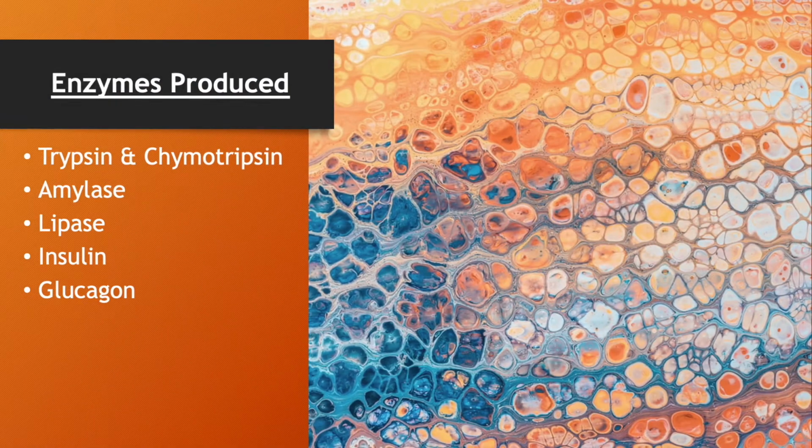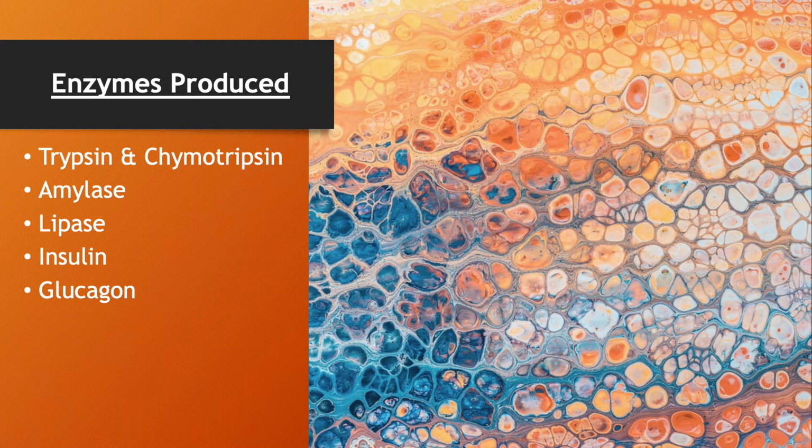Now, the pancreas is a gland within the abdominal cavity, and it mainly functions to produce enzymes that aid in digestion. So here are some of the enzymes produced, starting with trypsin and chymotrypsin. These are what help break down proteins in our small intestine. Amylase, on the other hand, is what helps digest carbohydrates, furthermore breaking them down to simple sugars.